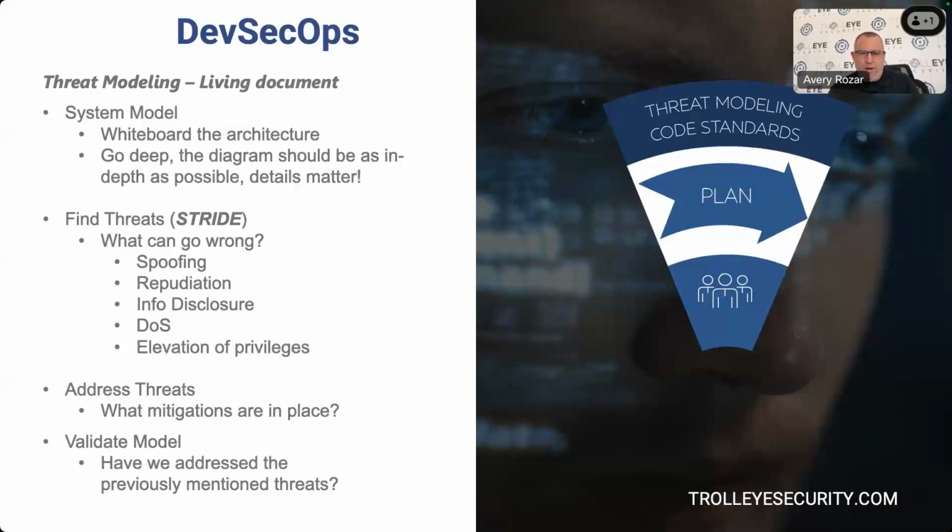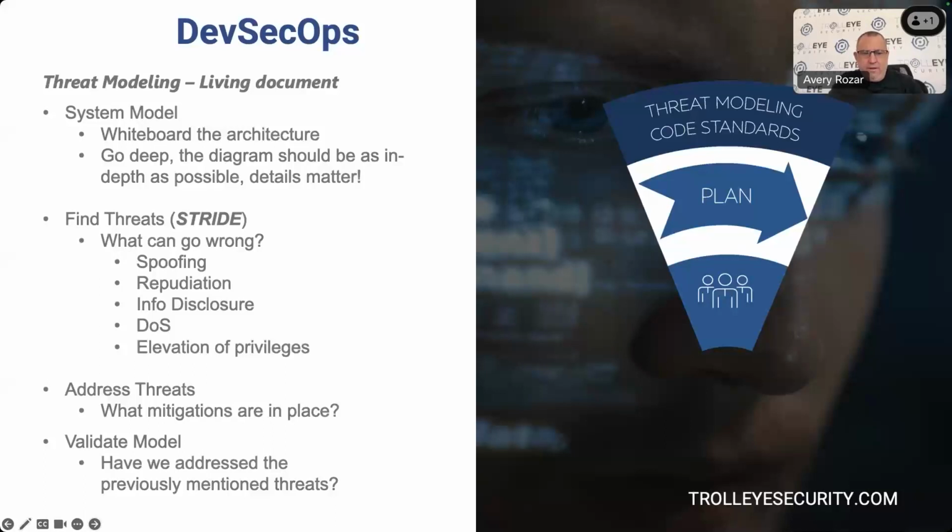We typically use the STRIDE model, and that stands for spoofing, tampering, repudiation, information disclosure, denial of service, and elevation of privileges. Those are the key elements that the security teams are looking to find and answer the questions of. Then after that, you address the threats. What mitigations can we put in place? How do we stop an attacker or monitor for this type of threat? And then next is the validation model, where you're really trying to find out, did we address the threats found last time?